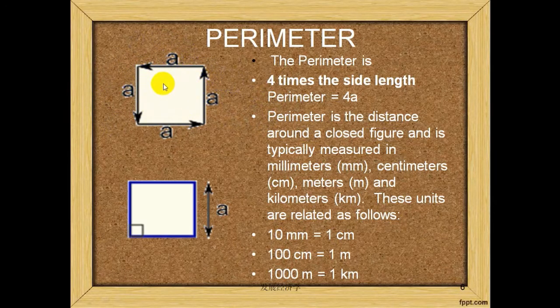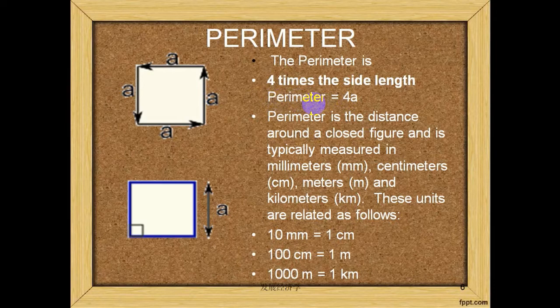Now how to find the perimeter of the square? Sum all the sides of the square shape. You will get the formula A plus A plus A plus A if the length of one side is equal to A. So in short, we can write the perimeter of the square is 4A. And the perimeter of the square can be measured in different units like centimeter, meter, kilometer, and millimeter.